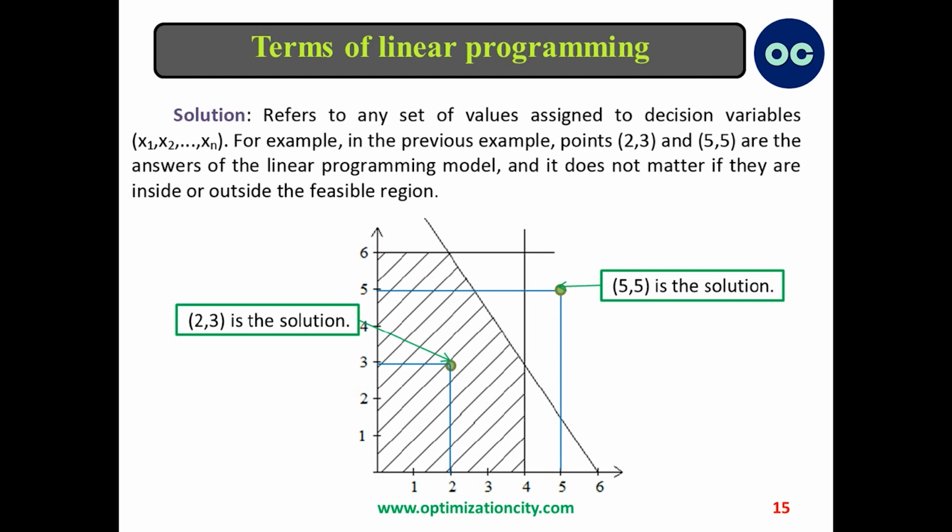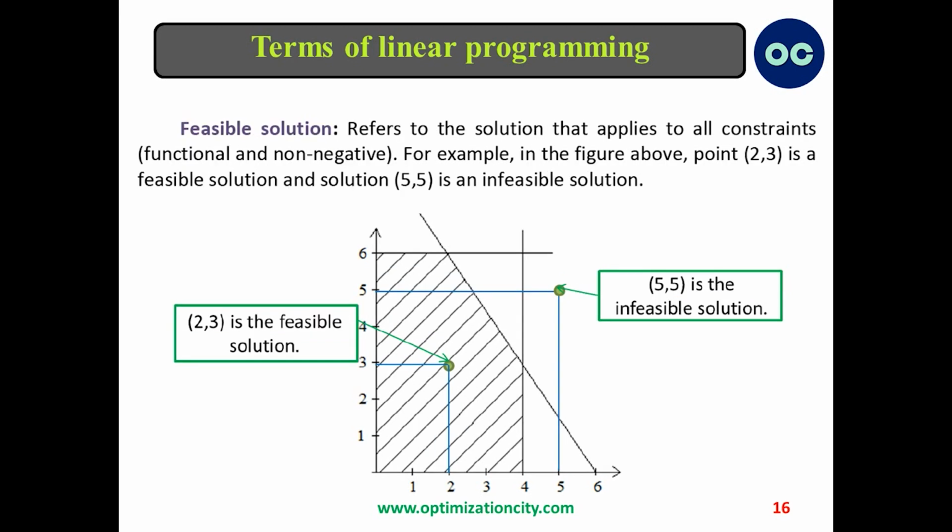In short, a solution denotes a set of values given to the decision variables x1, x2 until xn. For instance, in the previous example, the points (2, 3) and (5, 5) represent solutions of the LP, regardless of whether they fall within or outside of the feasible region. What is a feasible solution? In short, it is a solution that satisfies all constraints, including functional and non-negative constraints. For instance, in the illustrated example here, point (2, 3) is a feasible solution, whereas the solution (5, 5) is not feasible. It is outside the feasible region, which is called the infeasible region.